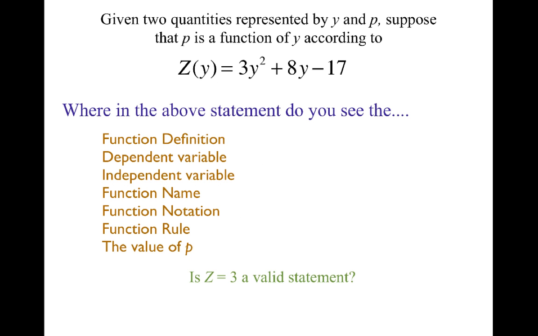Okay, what about this? Is z equals 3 a valid statement? People are saying no. What is z again? It's the name, right? It's the name of the whole function. It doesn't take on values, okay? So don't do that. But if you saw someone doing that in error, what would you think they meant? So correct it. What's intended by the statement z equals 3? Write it in two other ways correctly.